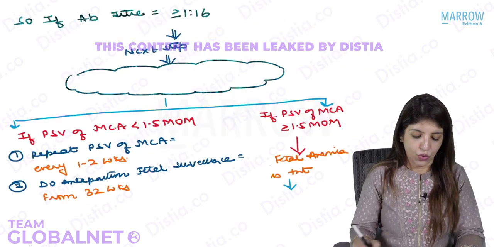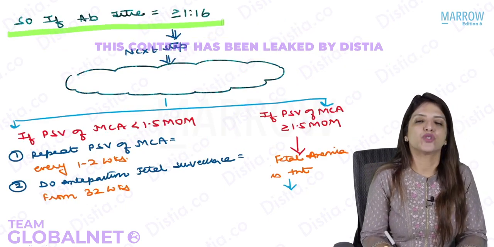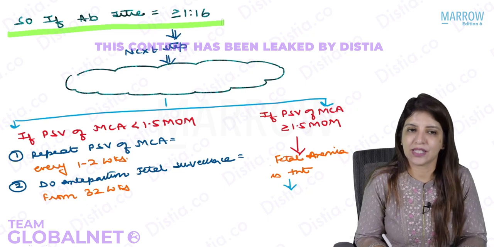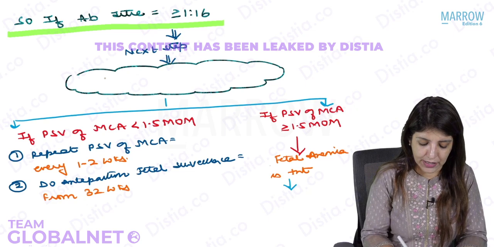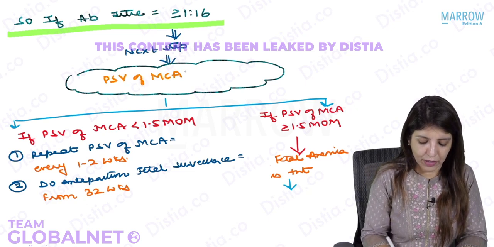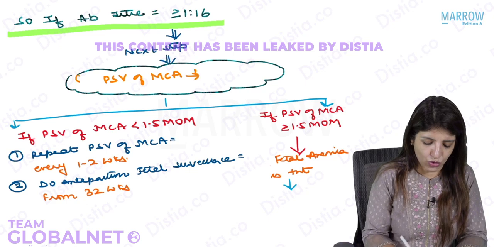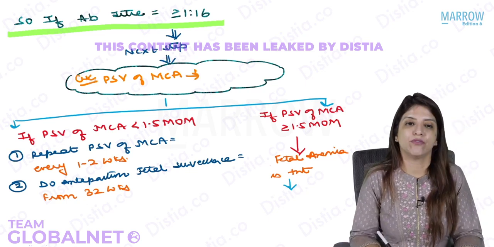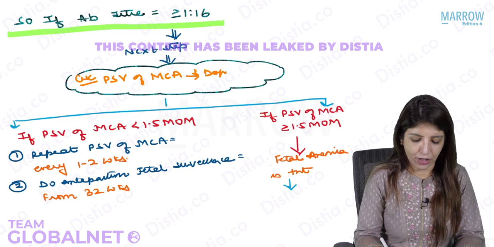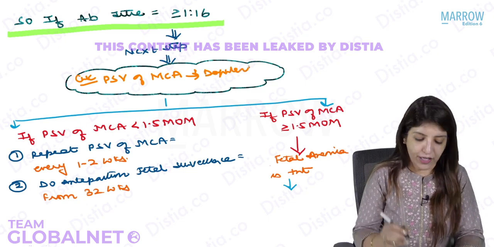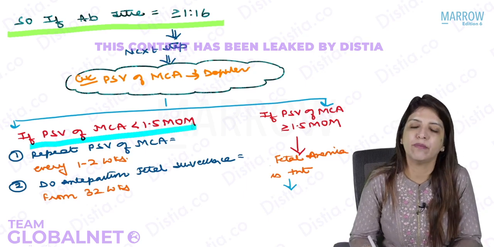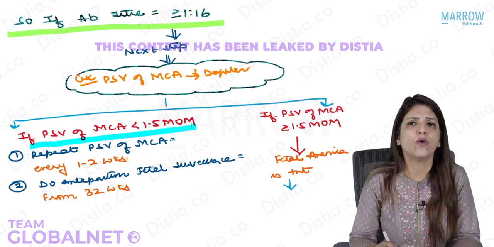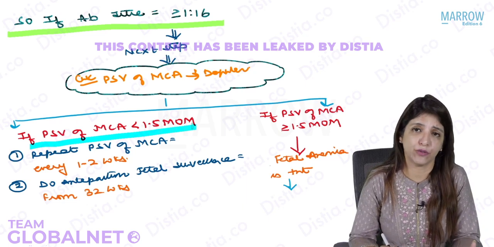Right? So if antibody titer is more than or equal to 1:16 and they ask you what is the next step, the next step is peak systolic velocity of middle cerebral artery. Right? You have to check the peak systolic velocity of middle cerebral artery with the help of Doppler. If peak systolic velocity is less than 1.5 MoM, that means that just now anemia has not happened in the fetus.